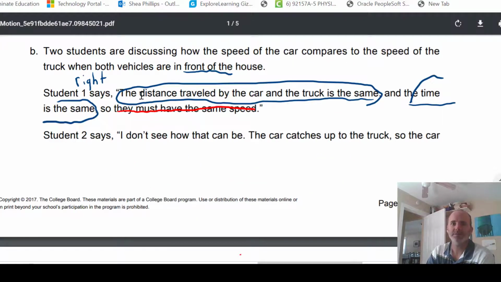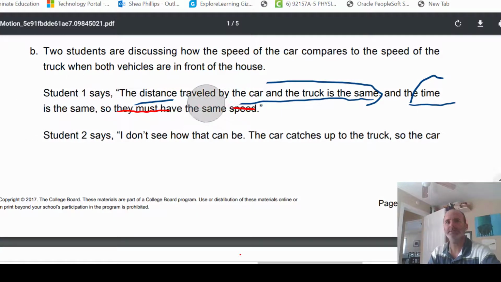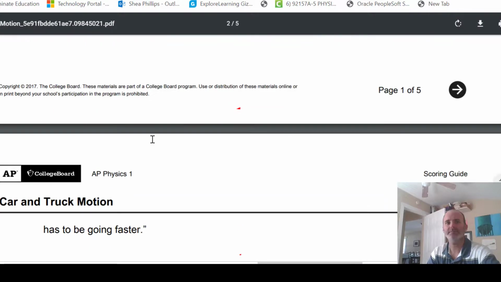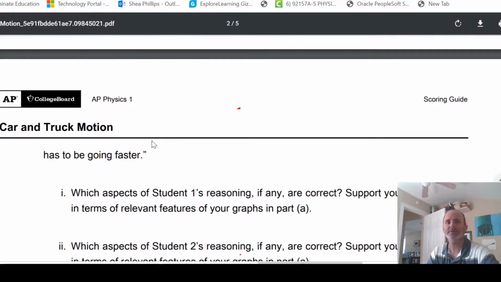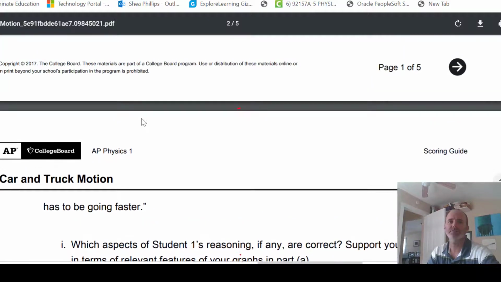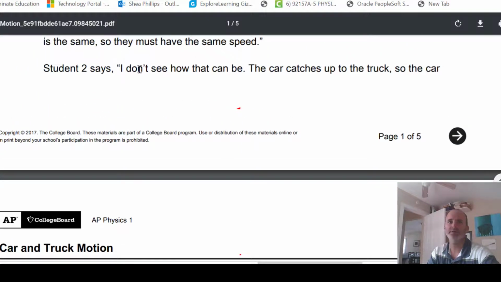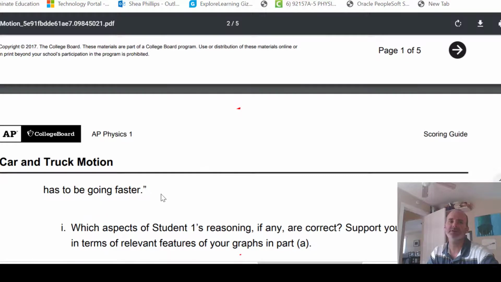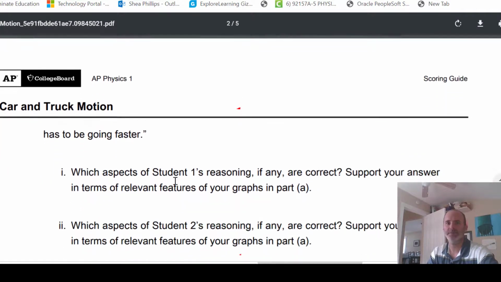All right, so this is what they got right, and this is what he got wrong. Student 2 says, I don't see how that can be. The car catches up to the truck. Let's erase this stuff right here, and let's see what else student 2 says. So it has to be going faster. All right, so student 2 is completely correct. The car catches up to the truck, so the car has to be going faster in front of the house.